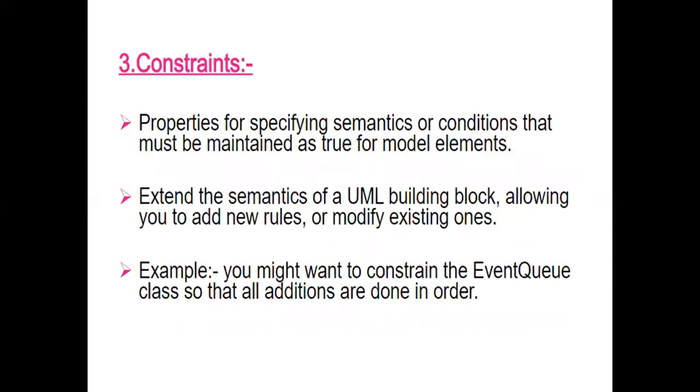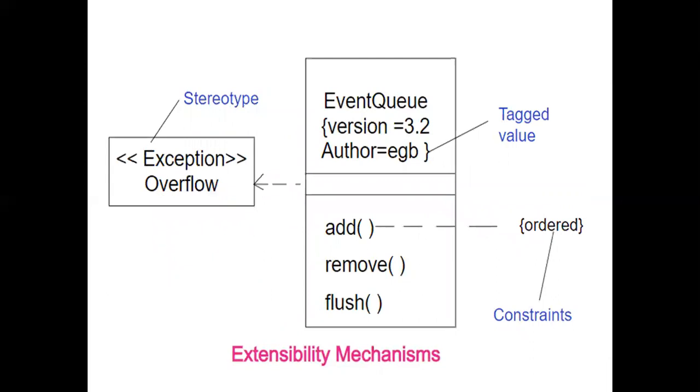Next, third one is constraints. A constraint is a property for specifying the semantics and conditions that must be maintained as true for model elements. The extension mechanisms of UML allow you to add new rules and modify existing ones. For example, you may want to constrain the event queue class so that all additions are done in order. Here: additions, constraints, add, remove, and flush.